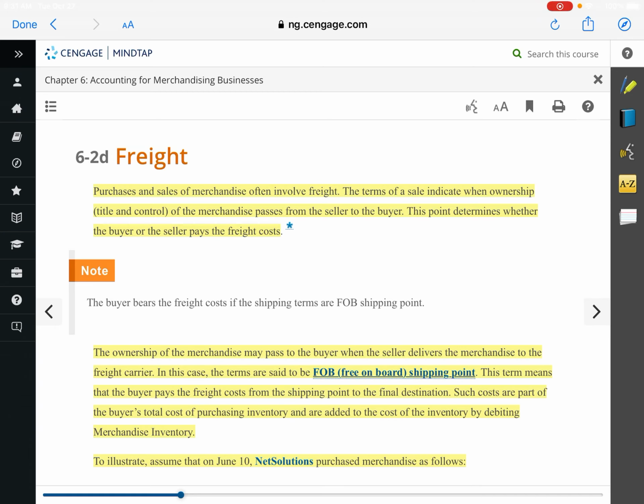Last week we started chapter 6. All right, chapter 6 is on merchandising businesses. The main difference between a merchandising business and a service business is the way that they calculate profit.